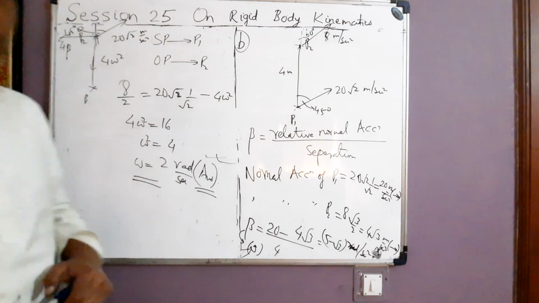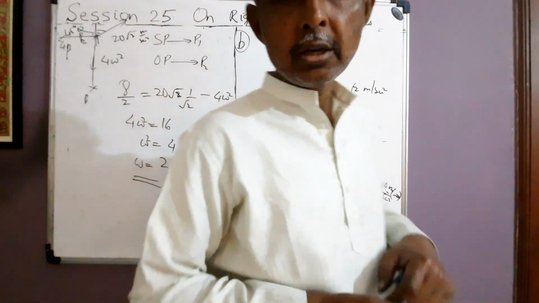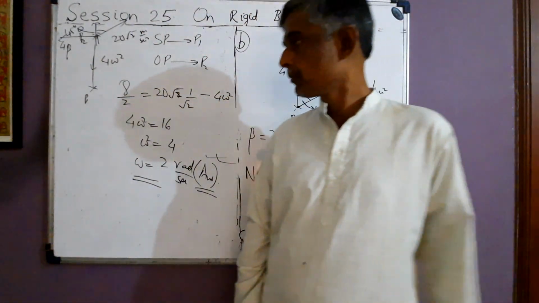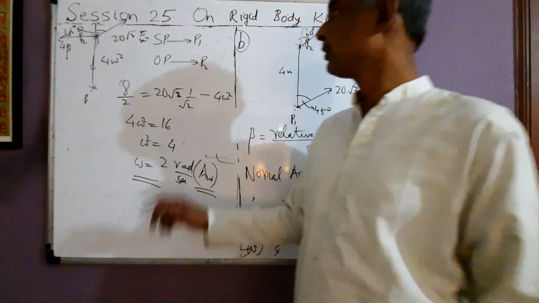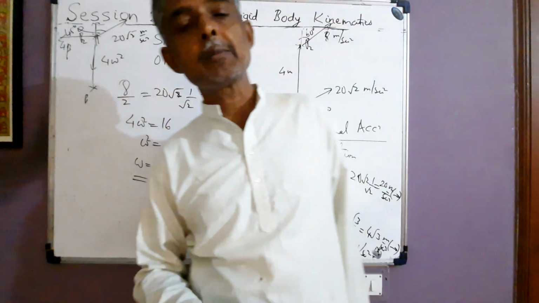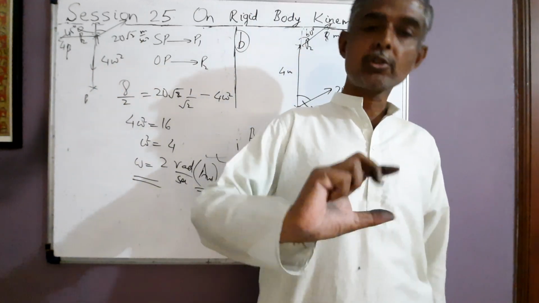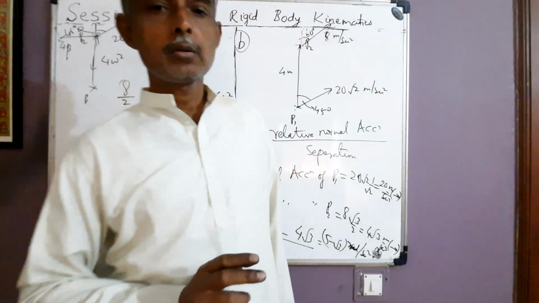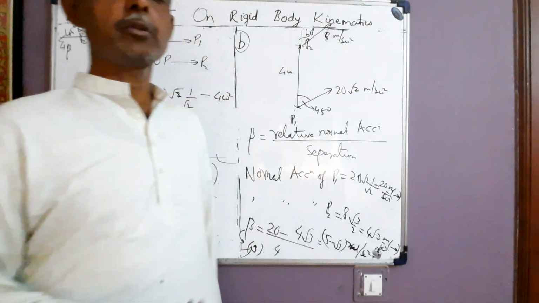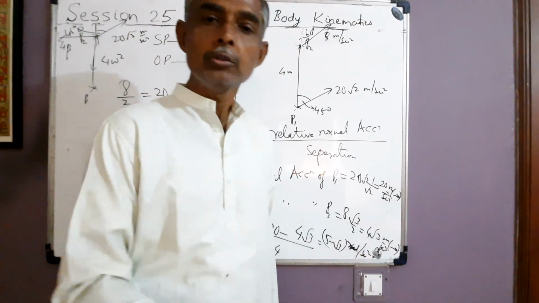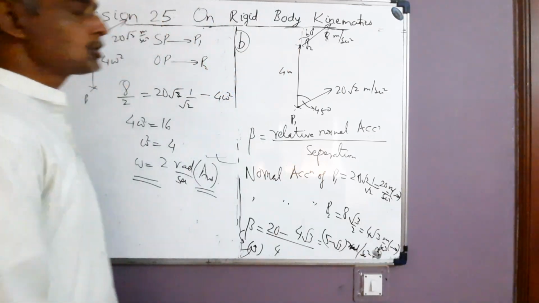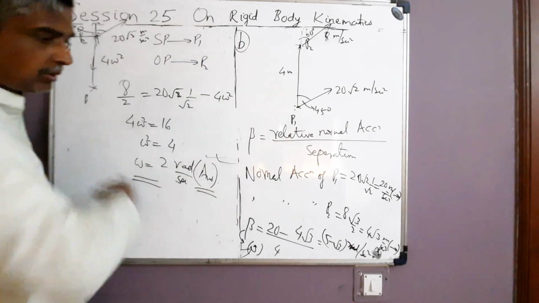So this was the 25th session on rigid body kinematics. In this I also discussed problems on this SRC procedure for acceleration. So next video, the 26th video, I'll take up pure rolling from acceleration point of view. There are some similarities with velocity and some differences with velocity also. That I will specify.